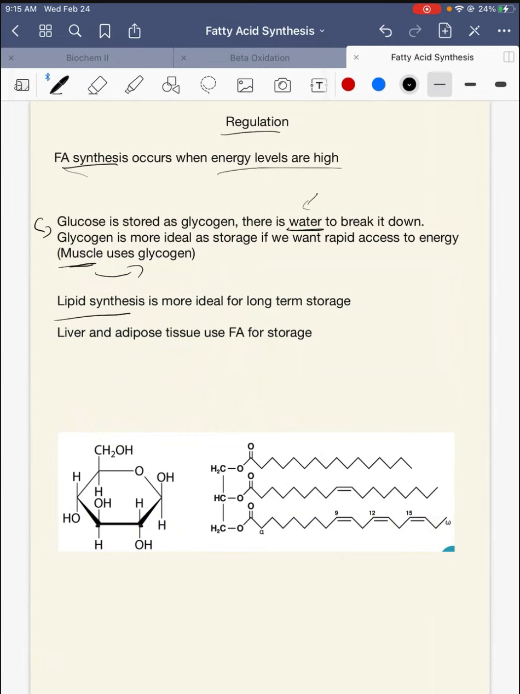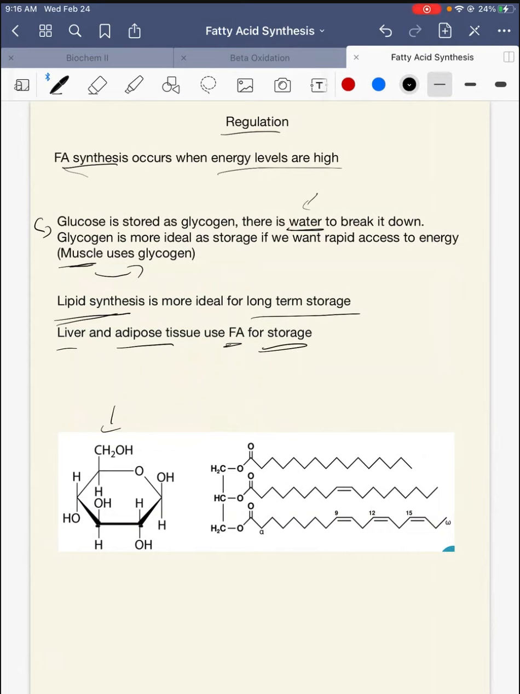Okay, lipid synthesis is a little different. It's mainly for long-term storage. So the muscle doesn't use that because the muscle requires rapid access to energy. The tissues that use this are usually adipose tissue and liver tissue. So adipose tissue and liver tissue usually are your main two tissues that will use fatty acids for storage. Other tissues use it as well, but those are the main ones we'll talk about.